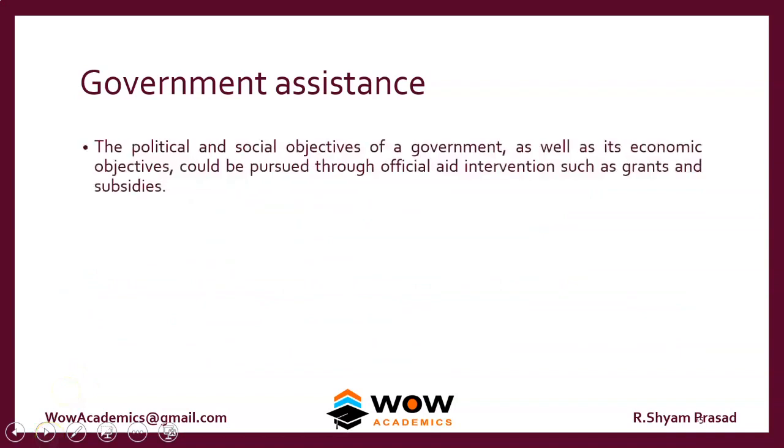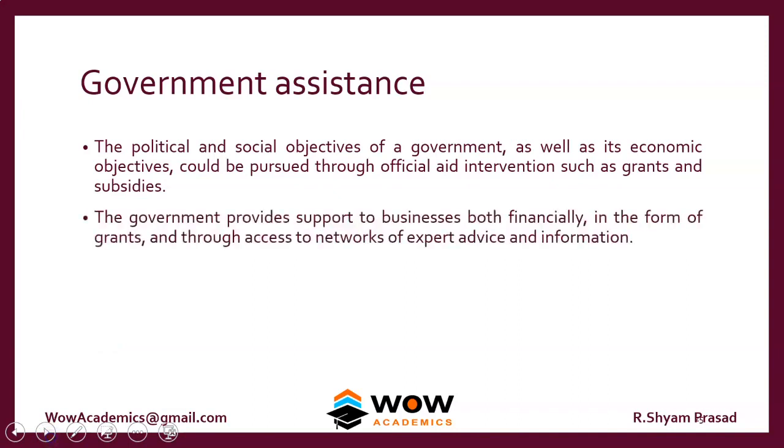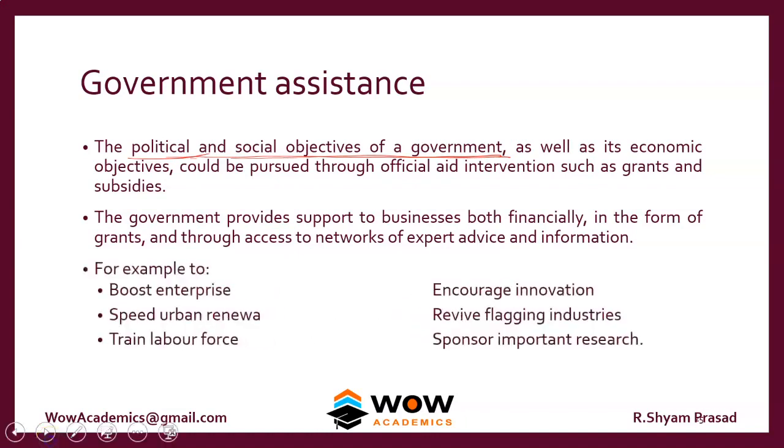The government not only penalizes bad companies, but also tries to help good companies. Good companies are those which help in the political and social objectives of the government. Any company which helps in the political and social objectives of a government will be helped by the government. So how do they do that? They do it by boosting enterprise, speeding urban renewal plans, training the labor force. They encourage innovation and give support to slow growing industries.